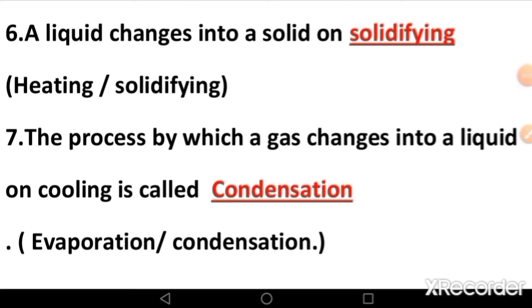Seventh, fill in the blank. The process by which a gas changes into a liquid on cooling is called, options are evaporation and condensation. The answer is condensation. For example, when you hold a cold steel plate over a pot of boiling water, you will see tiny drops of water condensing on the plate. Means through condensation, we can change gas into a liquid.